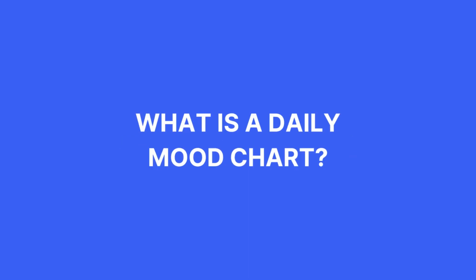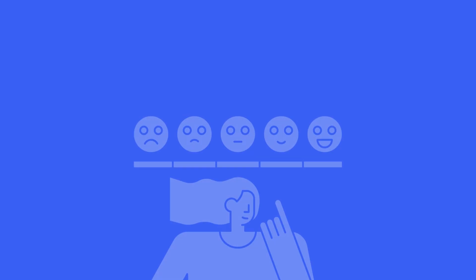So, what is a daily mood chart? Daily mood charts are a great way for clients to keep track of their mood throughout the day. Clients can check their fluctuating moods and identify recurring negative ones to transform into positive. This is in addition to identifying any triggers that may be contributing to troubling or concerning emotions.